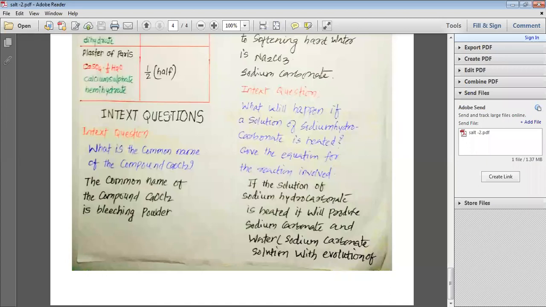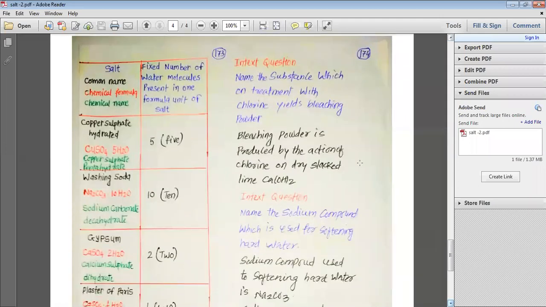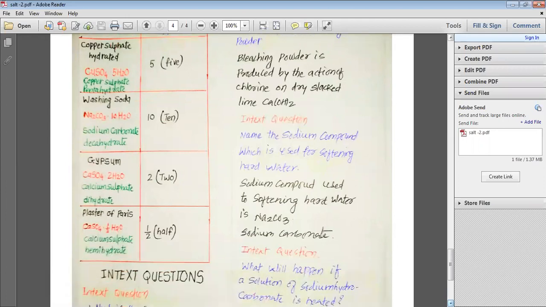Now we are going to study a few of the in-text questions. What is the common name of the compound CaOCl2? The common name of the compound CaOCl2 is bleaching powder. Next question: name the substance which on treatment with chlorine yields bleaching powder. Bleaching powder is produced by the action of chlorine on dry slaked lime. This dry slaked lime is also known as calcium hydroxide, Ca(OH)2.